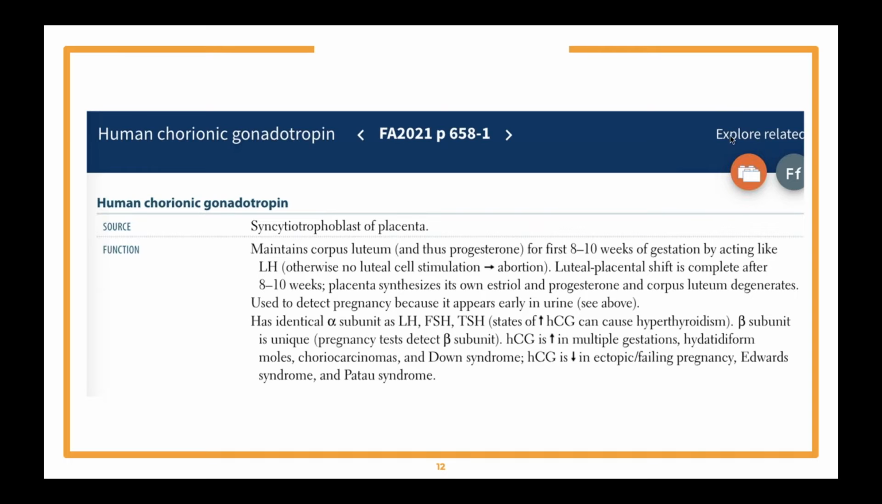Eventually, the placenta will synthesize its own estriol or estrogen and progesterone, and you don't really need the corpus luteum, so that degenerates. So early on in pregnancy, you do need that corpus luteum, and that is maintained by beta HCG. So hopefully you guys understand why that's the best answer here. But let's take a look at the other answer choices.